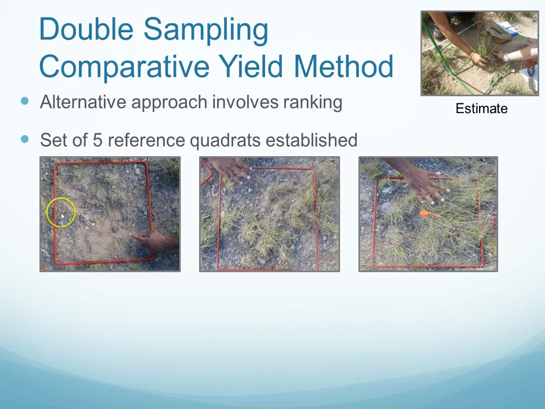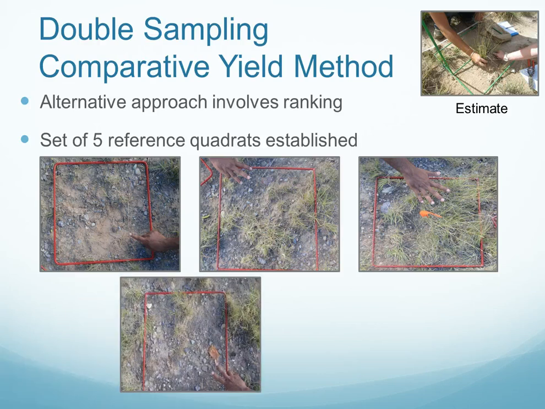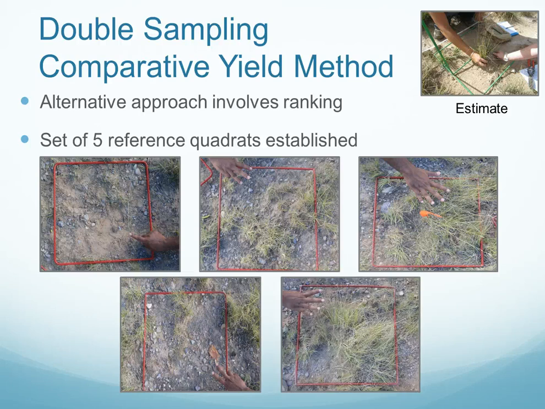Number 1 is established showing biomass that is a relatively low amount, not absolutely the lowest amount, but a low amount. And number 5 is established in an area over plants that are displaying a fairly large amount of biomass for the site. We then subsequently identify a reference quadrat number 2 and a reference quadrat number 4. In doing this, we now have 5 reference quadrats.